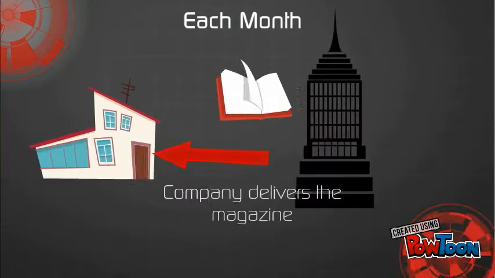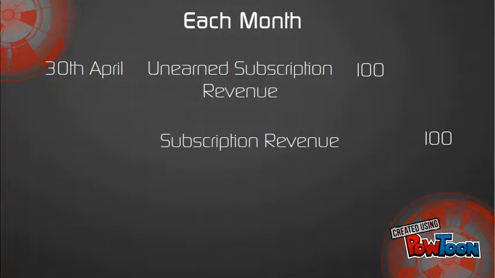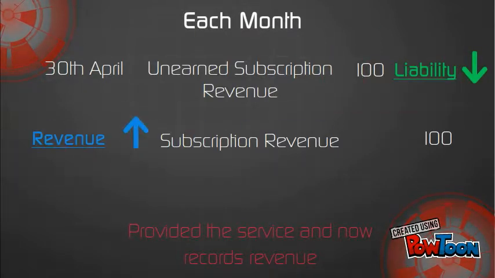Each month, when the company drops off the magazine at your house, the company will debit unearned revenue and credit subscription revenue. Since they have provided the service, they can now record the revenue. Now your liability account is decreased and your revenue account is increased. Now, agent, this is important.